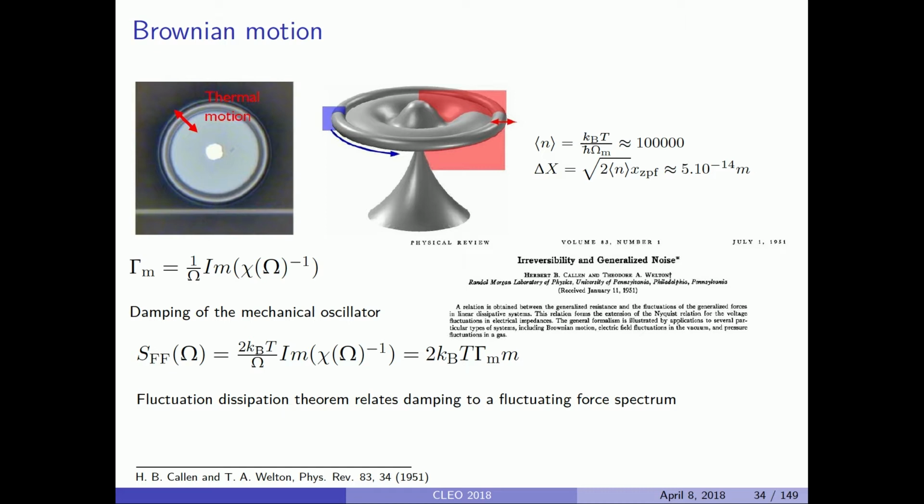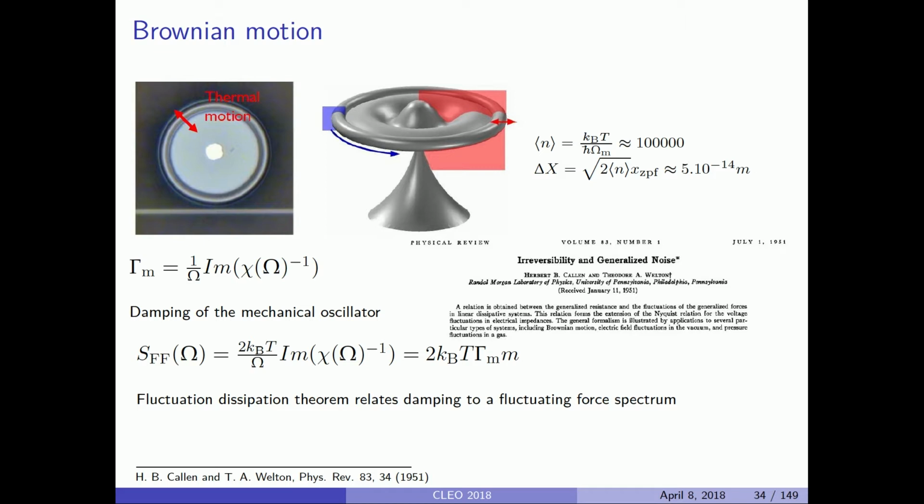What it means is the following: if you increase the damping of the mechanical oscillator, the fluctuating force will increase. If you decrease the damping, the fluctuating force will also decrease. So if you want to make a very sensitive experiment, you'd like to use a very, very high Q resonator to reduce that fluctuating force white noise spectrum. So you can measure this thermal Brownian motion.